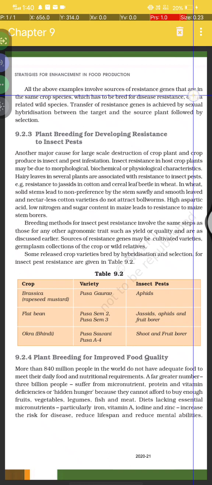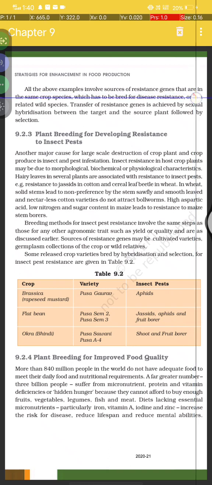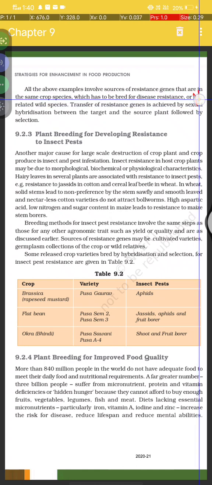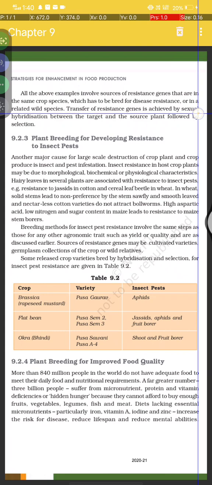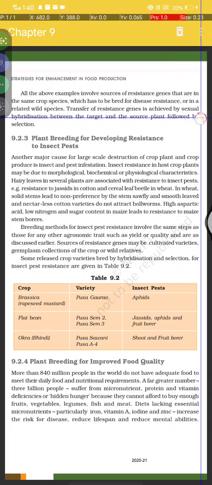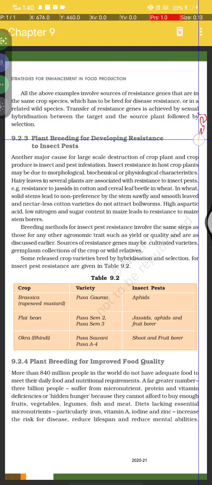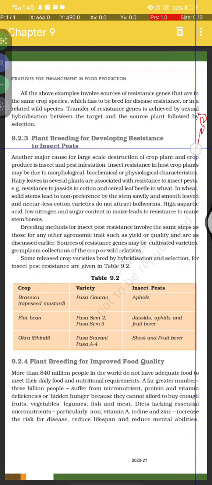Now, all the above examples involve the source of resistance genes in the same crop species which has to be bred for the desired resistance, or in a related wild species. Transfer of resistance genes is achieved by sexual hybridization between the target and the source plant, followed by selection. 9.2.3 Plant breeding for developing resistance to insect pests.